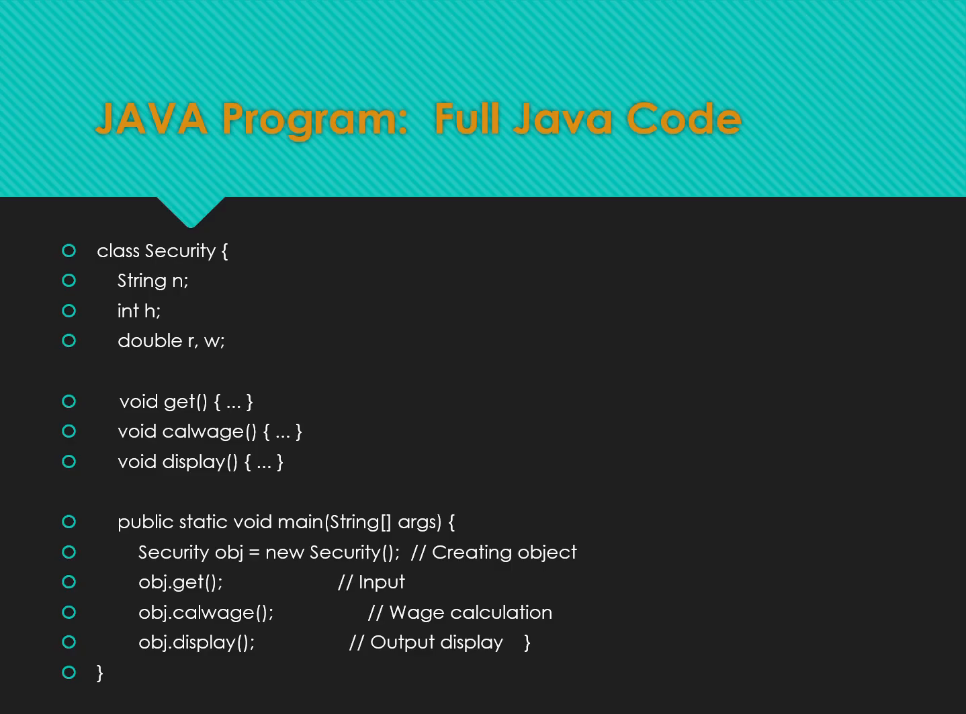The display method prints the result in a formatted table using System.out.printf for neat alignment and currency formatting. The main method is where everything comes together. We create an object of Security and call the input, calculation, and display methods in order. This full program demonstrates how Java can be used to simulate real-world salary calculations using classes and object-oriented programming. It's modular, logical, and easy to test with different inputs.